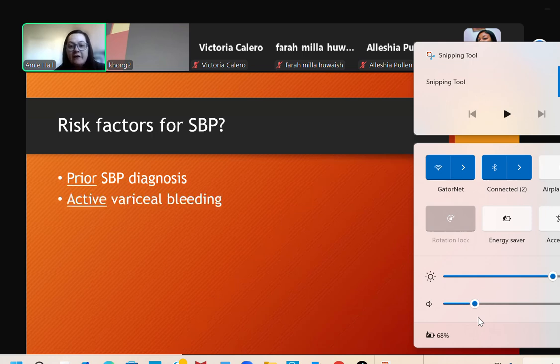If they have an active variceal bleed, so their esophageal varices are bleeding, their bloodstream is opened up to all the bacteria in the GI tract, increasing the risk of SBP. And then if they have low ascitic protein levels.